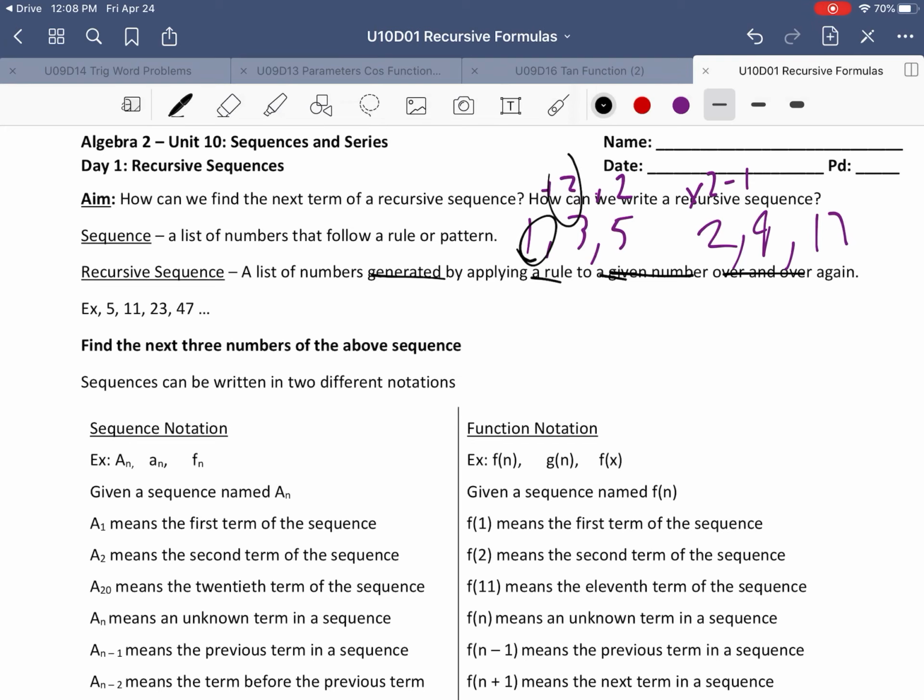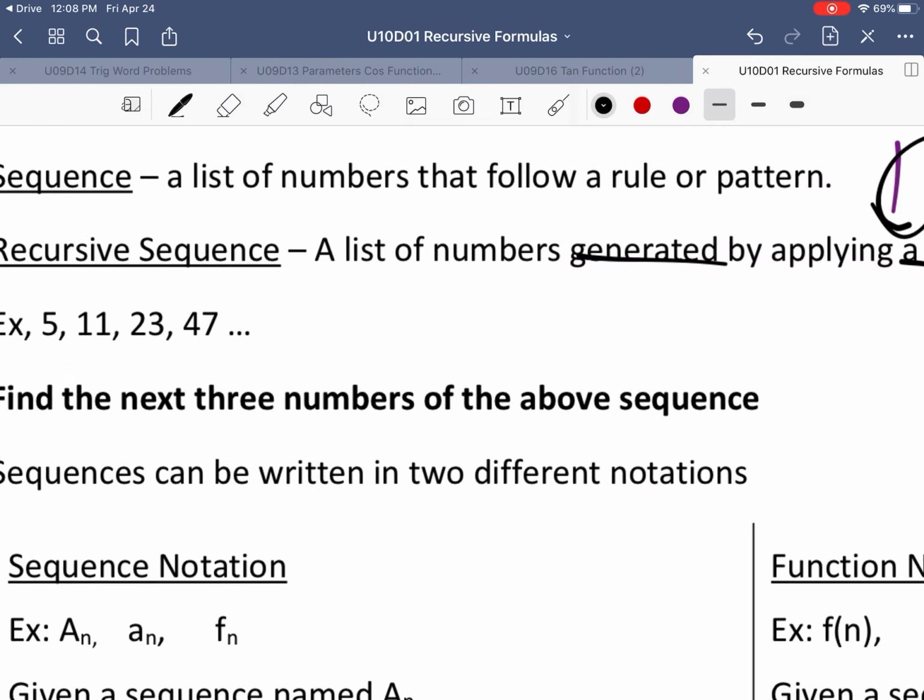The first is called a recursive sequence, which means you generate the list by applying a rule to one number over and over. So in other words, I started with 1, I applied the rule plus 2 to get 3, applied the rule again to get 5. So I just applied the same rule. In this case, I started at 2, I applied the rule to get 9, and I applied the rule again to get 17. If I wanted the next term, I just multiply by 2, which is 34, subtract 1, get 33. So we have a rule and a starting number, which is what makes a recursive sequence.